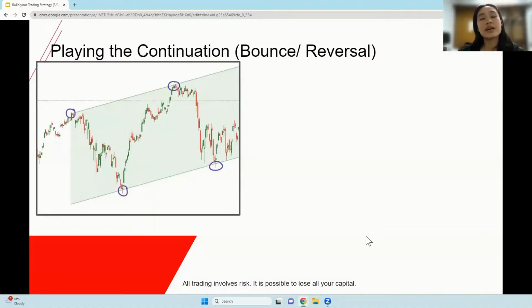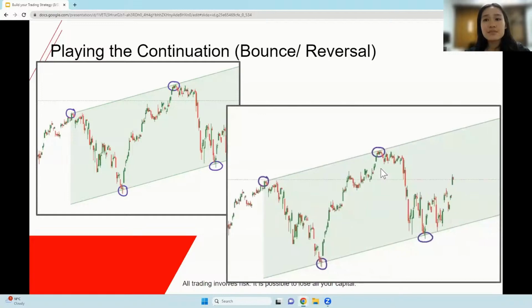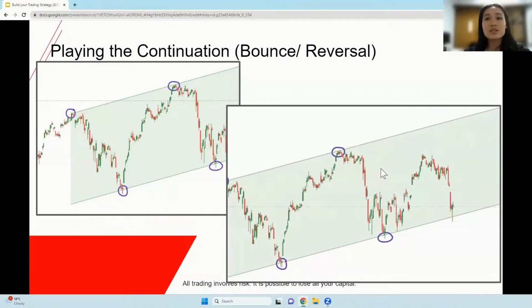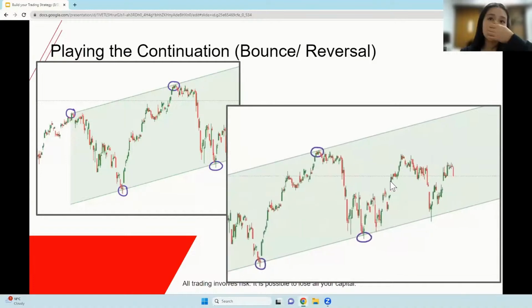So in this example, we are looking at a trend channel. It's very obviously an ascending trend channel. What makes it valid is if there are two touches on top, two touches below, and you can see that it's continuing. So we are playing the continuation.